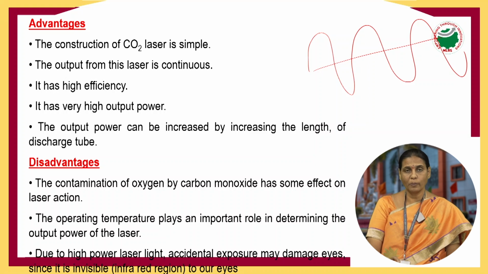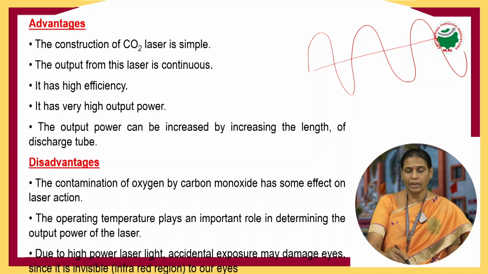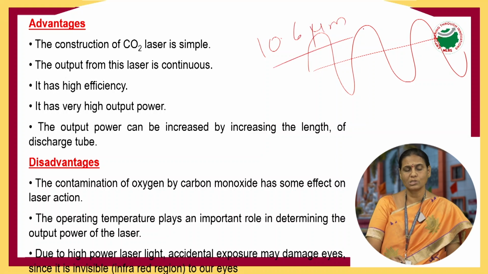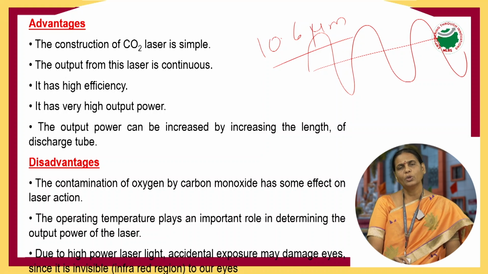It has very high output power. Very high output power, and a wavelength of 10.6 micrometers is produced. Next, the output power can be increased by increasing the length of the discharge tube. If you want to produce even more, earlier we took 5 centimeters, but if you take 7 or 10 centimeters and change the length of the tube, you can produce higher wavelength output also.